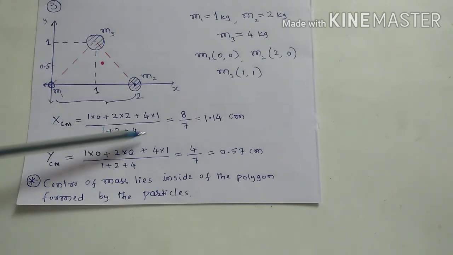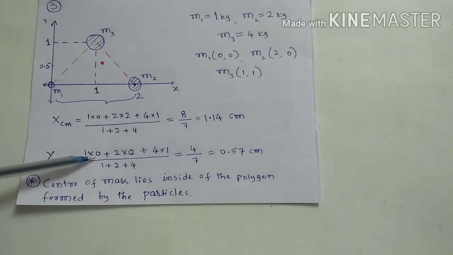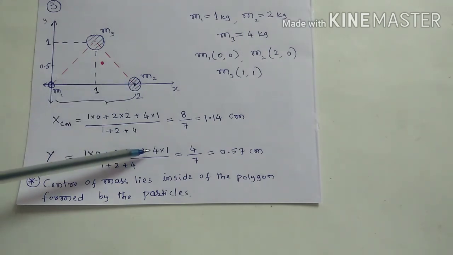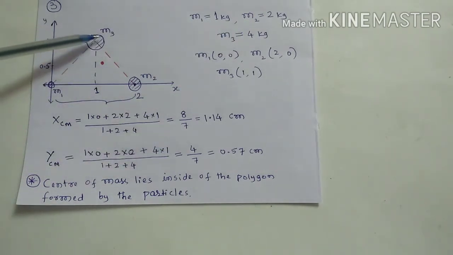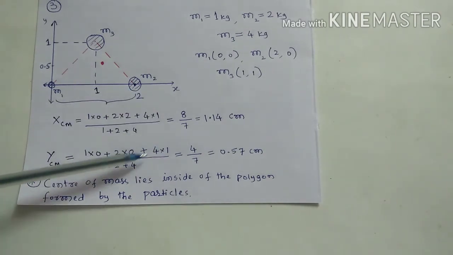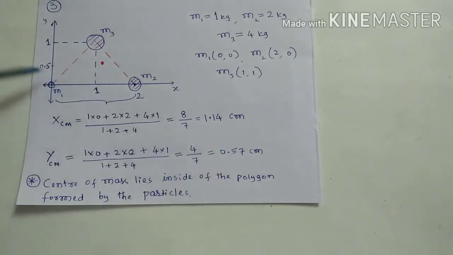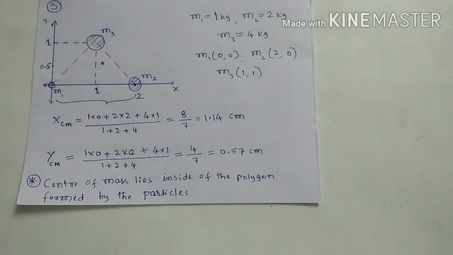Similarly, Y coordinate. M1 Y1 plus M2 Y2 plus M3 Y3 divided by M1 plus M2 plus M3. M1 is 1, Y1 is 0, this is at the origin. M2 is 2, Y2 also 0 here, so 2 into 0, plus M3 Y3. M3 is 4 kg, Y3 is 1 centimeter. So this is 0, this is 0, this is 4 into 1, 4. 4 divided by 7 equal to 0.57 centimeter. Somewhere here. So X coordinate is this, Y coordinate is this. Means this is the center of mass of M1, M2, M3.